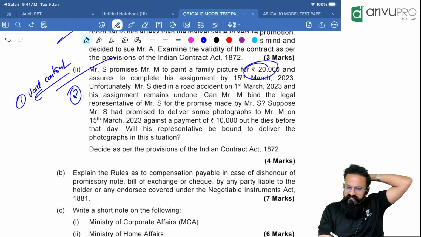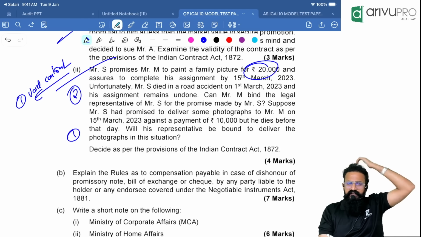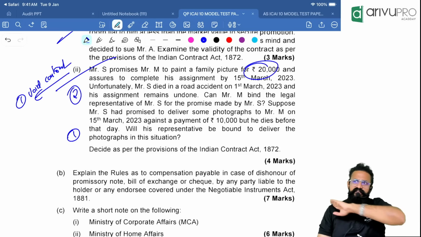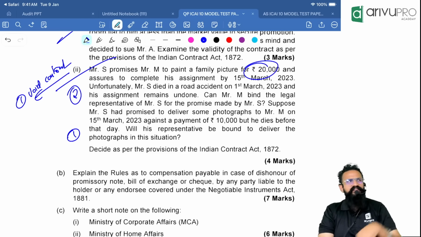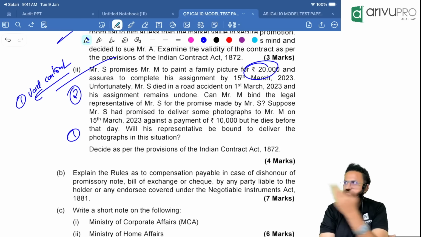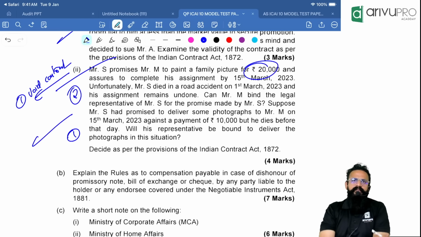No. In the second case, what if instead of paintings, he has promised to deliver some photographs in his home, meaning some wall frame, something? Does it require a special skill? No. I just said there is one photo in my home, I'll deliver. In this, yes, legal representatives will be liable because there is no special skill, trust, or confidence involved. So even if the promisor dies, the legal representatives can be held liable.